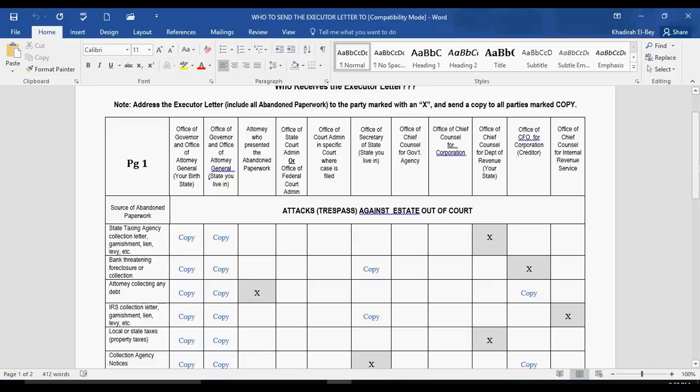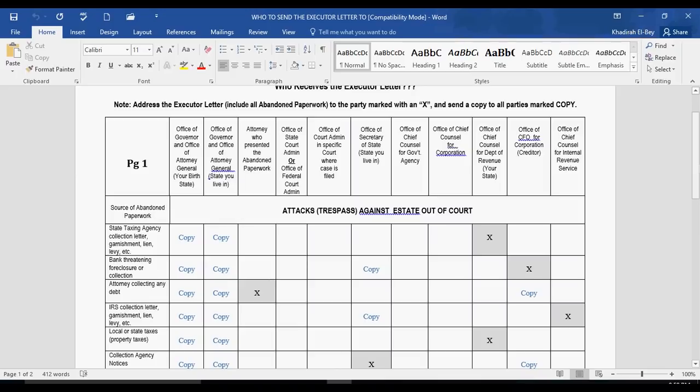All right, you have the attorney collecting any debt. You have the birth state again. You have the state that you live in. You have the attorney who represents the abandoned paperwork, as well as the office of CFO, the corporation, which is the creditor. All right, IRS, collection letter, garnishment, liens, levy, etc.